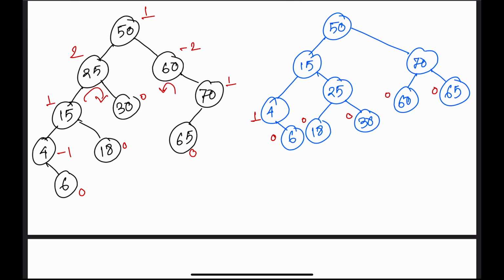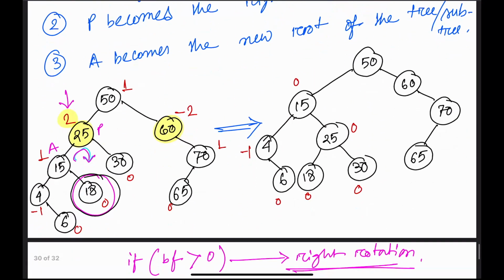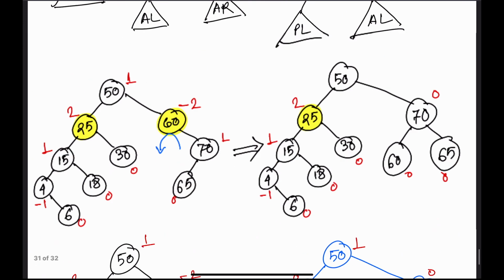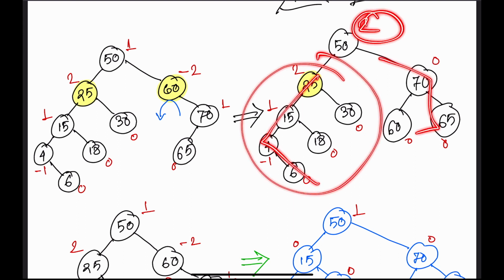Here it is 1, here it is 0, here it is 0, here it is 0, and here it is 3 minus 2 is 1. See, after the left rotation we have found out that this is not sorted. After the right rotation we have found that this is not sorted, and also this is 4 minus 2, so this is also unstable.